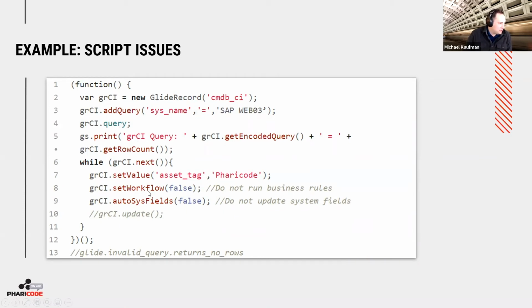I'm also using the setWorkflow false and autoSysFields false part, where I'm turning off the business rules, and not updating the last updated and the updated time. I'm turning those off. That's good to know. And I'm also using setValue to set asset tag to Pharicode. I'm just setting a field. You can use gr_ci.asset_tag equals Pharicode, but that's a whole different debate and topic. But let's run this code and see what happens when it works.